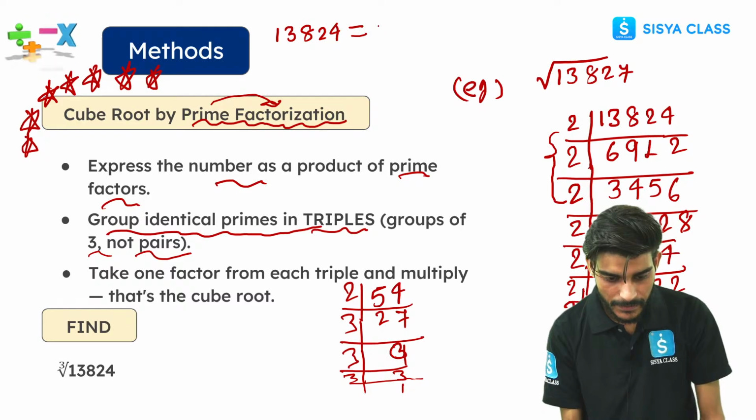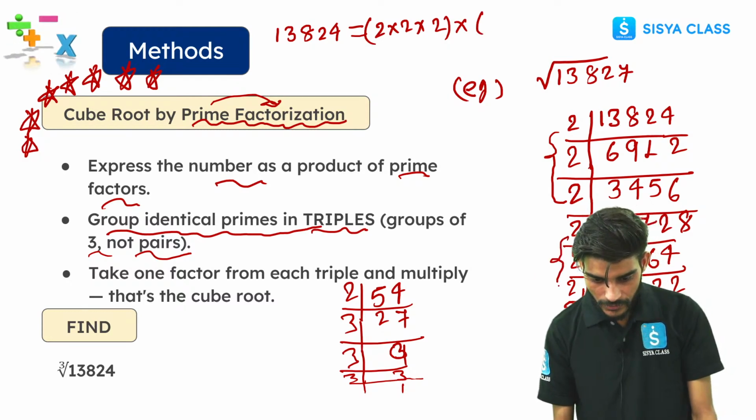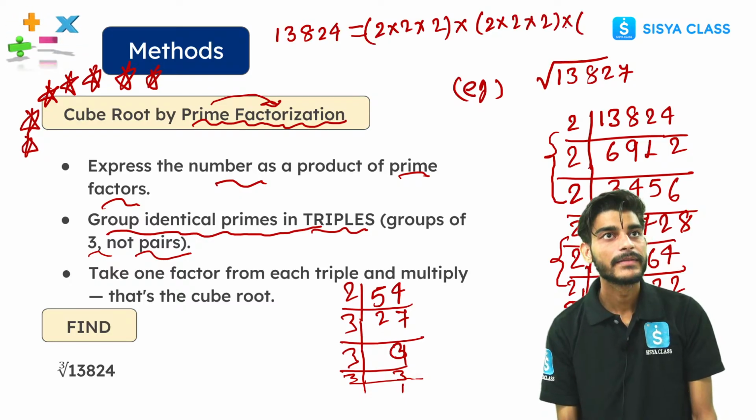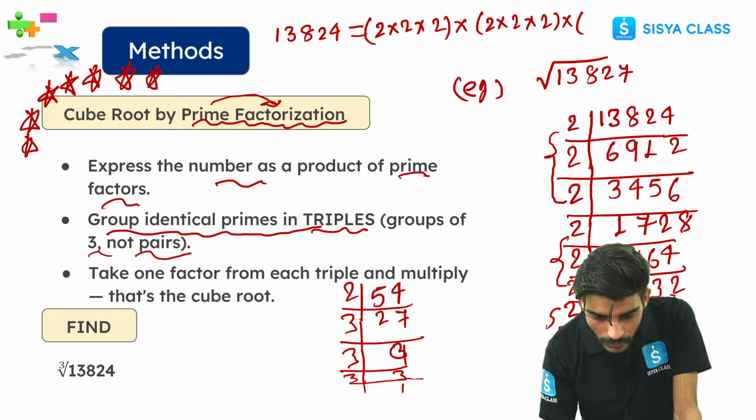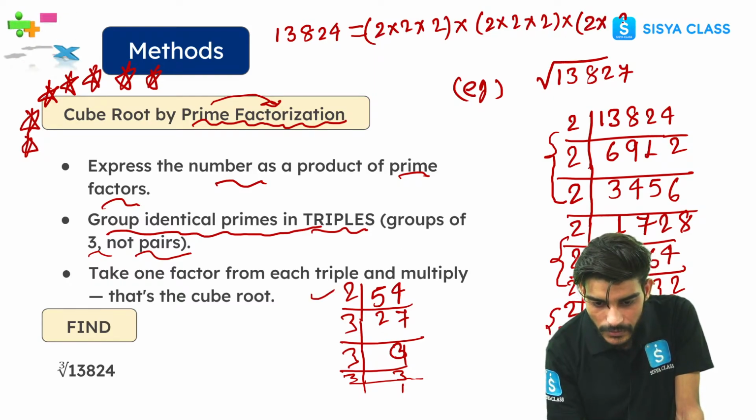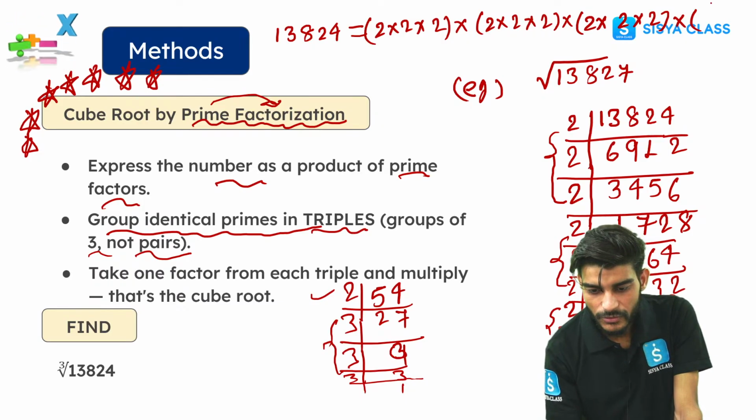There is one triple, 2 into 2 into 2, 2 into 2 into 2, 2 into 2 into 2, okay? One more triple, 2 into 2 into 2. There is a triple of 3 as well, so 3 into 3 into 3, clear?